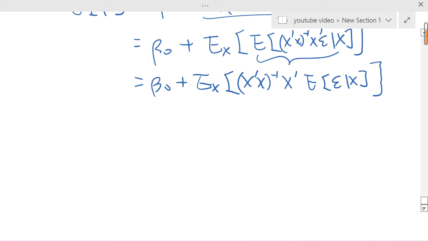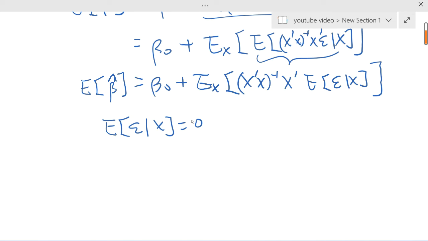So here's the second condition we need for the OLS estimator to work. And this is actually, we need this to be conditional on x, the epsilon, the error terms, to have mean zero. This actually implies that epsilon and x are uncorrelated. This is an important assumption we need to have. Or x is exogenous.